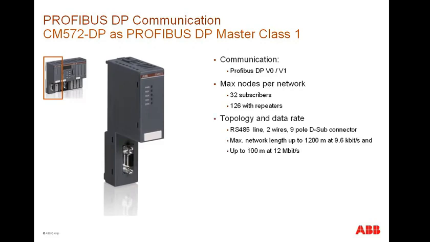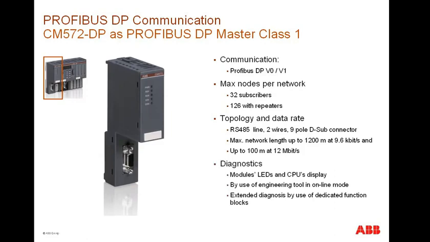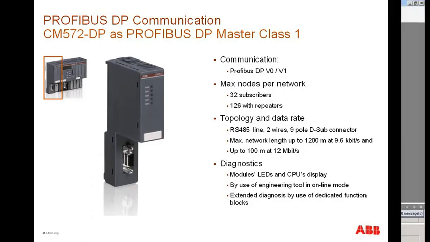The stations are connected in line topology, and the transmission rate depends on the segment length. The fastest rate is 12 megabits per second for a distance of 100 meter or less. Profibus diagnostic messages generated by the DP master could be seen from the CPU diagnostic screen, or using Control Builder Plus. In addition, the Profibus function blocks could also be monitored for error analysis. Now we would see how to configure Profibus communication inside a project using Control Builder Plus.